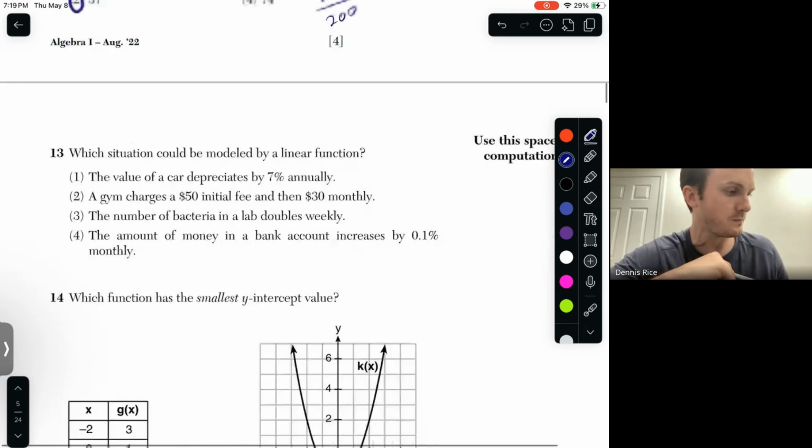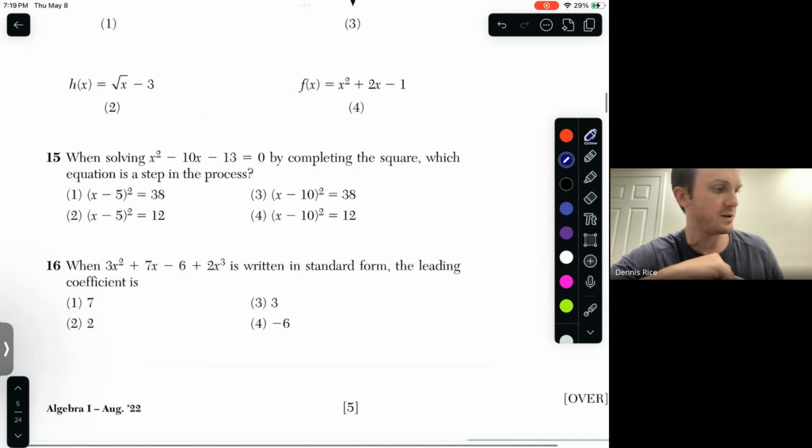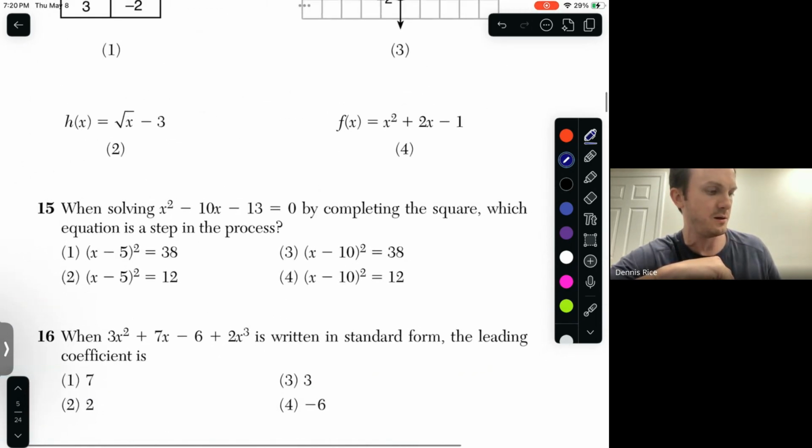Okay. All right, let's skip around. Ooh, let's try this one. 15 is a good one.